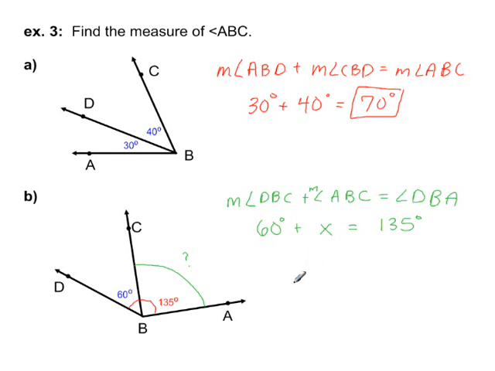So now to get X by itself, we're going to have to subtract. So I'll subtract 60 degrees on both sides. And 135 minus 60 is 75. So X is 75 degrees and X is ABC, and so we found our missing angle measure.